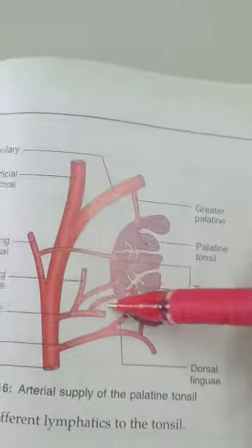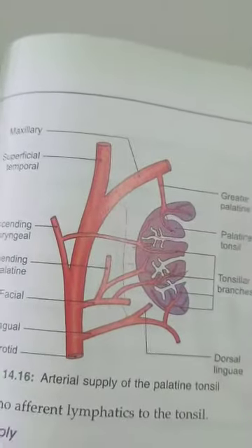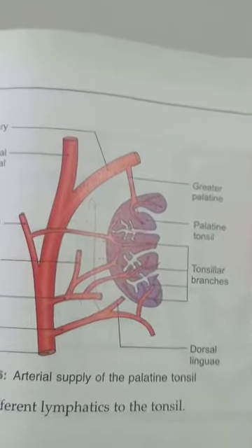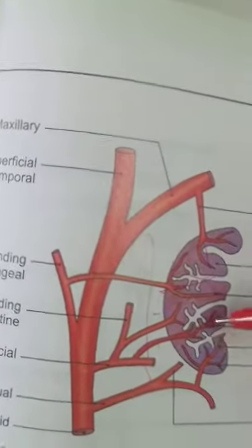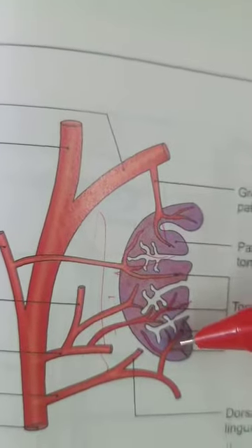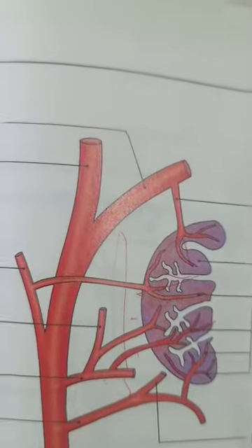Lymphatics drains into the jugulo-digastric lymph nodes. Then nerve supply: it is supplied by the glossopharyngeal nerve and lesser palatine nerves.